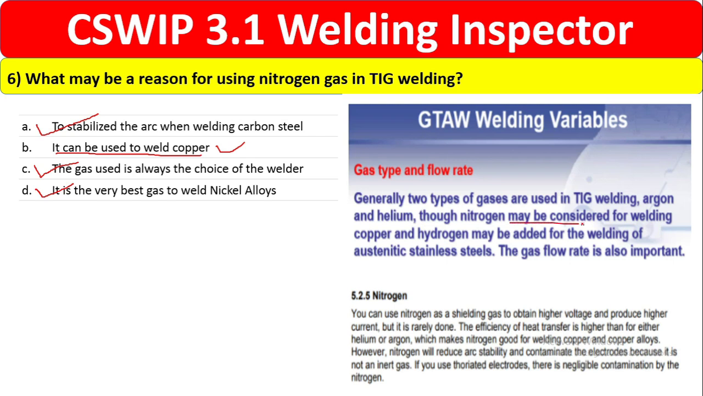It is mentioned here, nitrogen may be considered for welding copper, and hydrogen may be added in the welding of austenitic steel. So these two things are different. When nitrogen is added, it is welding for copper. When hydrogen is added with the argon, then you are welding for austenitic stainless steel. So the correct answer will be 6B.